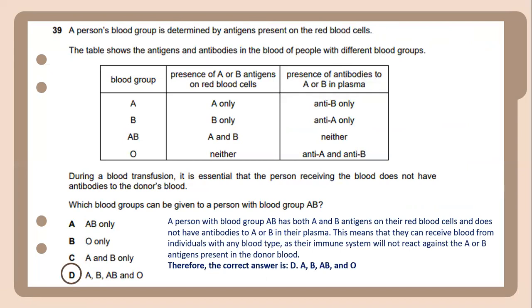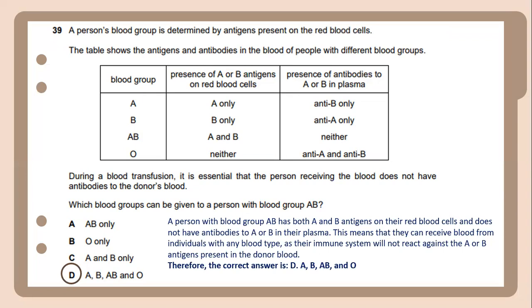Number 39, a person's blood group is determined by antigens present on the red blood cells. The table shows the antigens and antibodies in the blood of people with different blood groups. During a blood transfusion, it is essential that the person receiving the blood does not have antibodies to the donor blood. Which blood group can be given to a person with blood group AB?